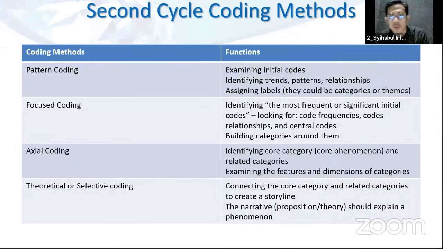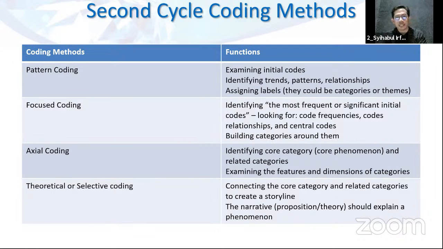This is second cycle coding methods. Pattern coding: the function is to examine initial codes and to identify trends, patterns, relationships, or assign labels. They could be categories or themes. Focused coding: the function is to identify the most frequent or significant initial codes, looking for code frequencies, code relationships, and central codes, and to build categories around them.